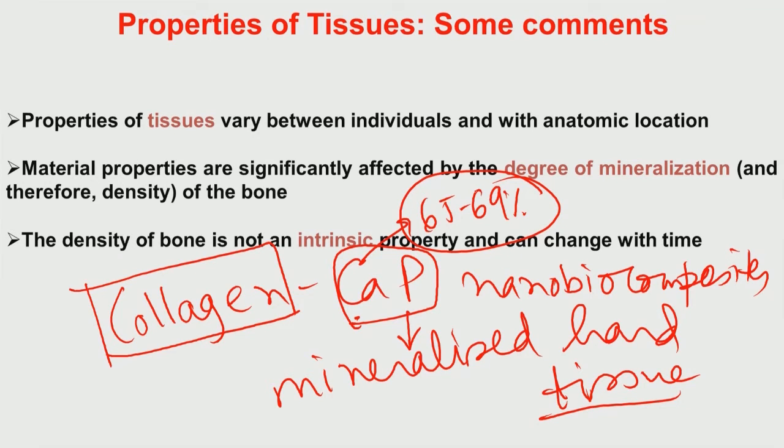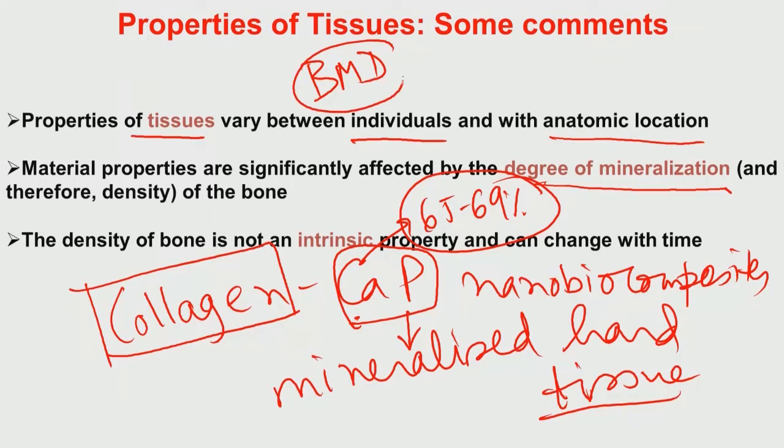Some of the things about the properties of the tissue: the properties of the tissues vary between individuals and also vary within the same human patient with anatomical location, and this is significantly affected by the degree of mineralization. So, there is something called BMD, bone mineralization density, which depends on the calcium phosphate content or hydroxyapatite or non-stoichiometric hydroxyapatite content in the bone.